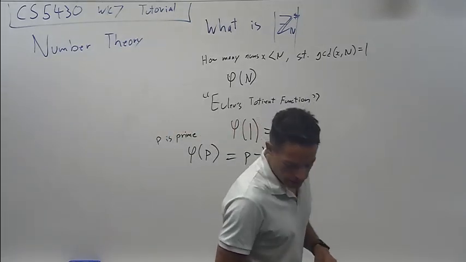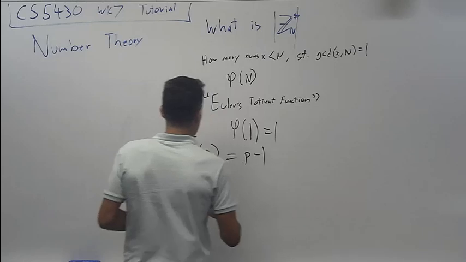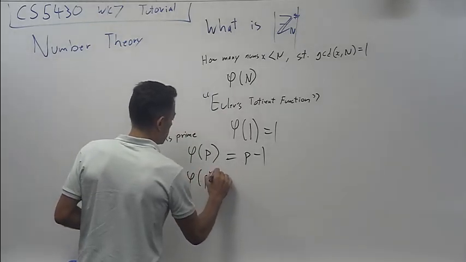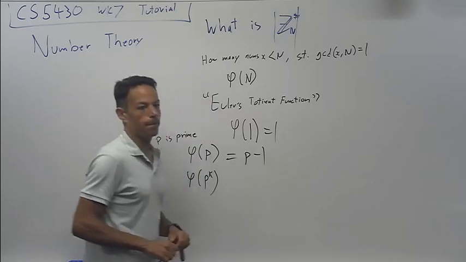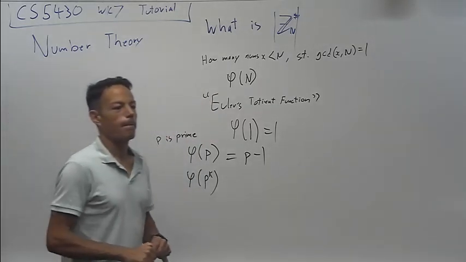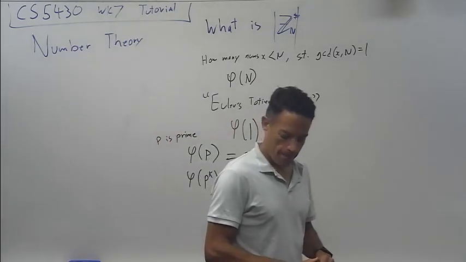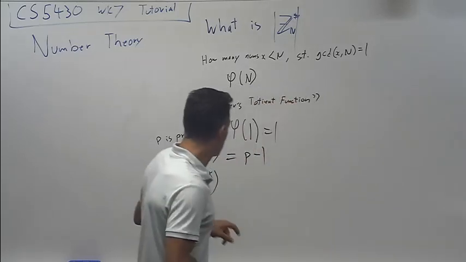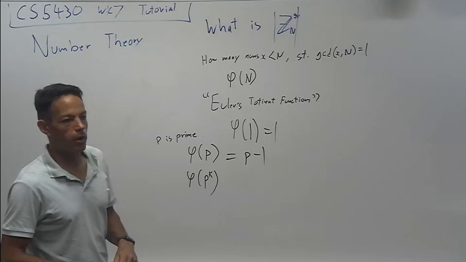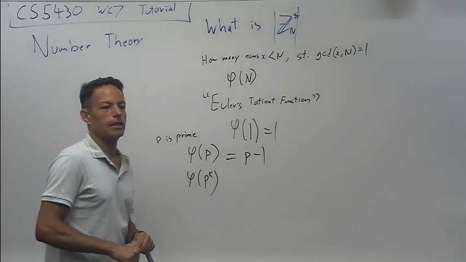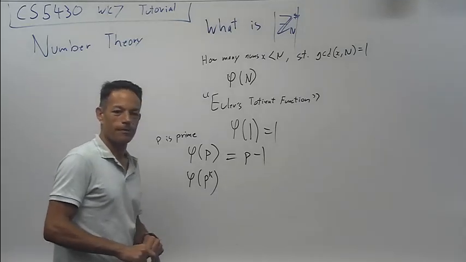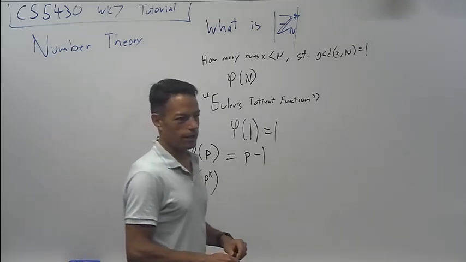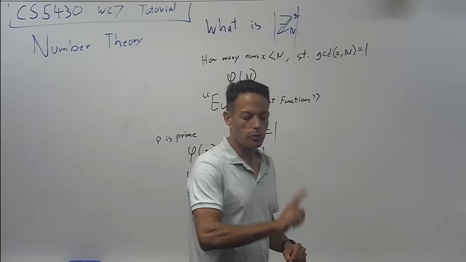Let's say now I give you some power of a prime. What's the value of phi of p to the k? How many numbers less than p to the k are there co-prime with p to the k? This one's a little bit trickier. I think the number has to not be a multiple of p. Yeah. Has to not be a multiple of p.